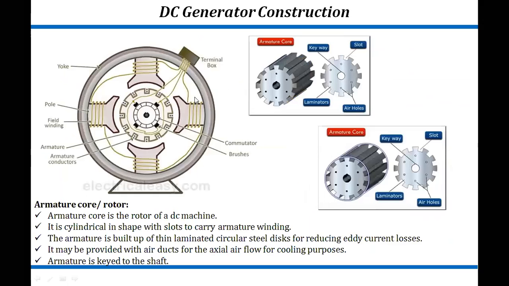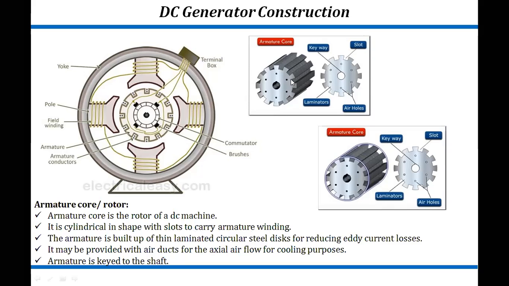Now we are covering the fourth part. This is nothing but the armature. We can say the armature core is the rotor of the DC machine, and it is constructed from laminated sheets of silicon steel. It is cylindrical in shape with slots to carry the armature winding. If you see, the armature core will look like this. And we are putting here the gaps. We can say these are slots.